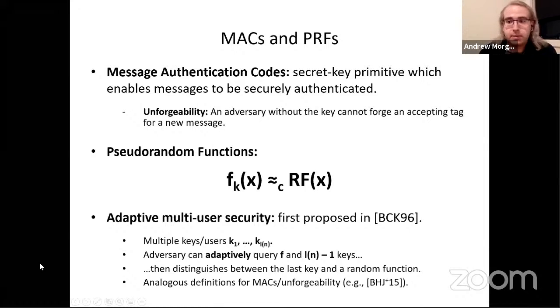These primitives are ubiquitous and used in settings such as authenticated key exchange with millions of active users, so we'd like to consider a notion of adaptive multi-user security where an adversary can interact with many instances and even look up the keys to most of them, so long as they break an instance whose key they haven't seen yet.